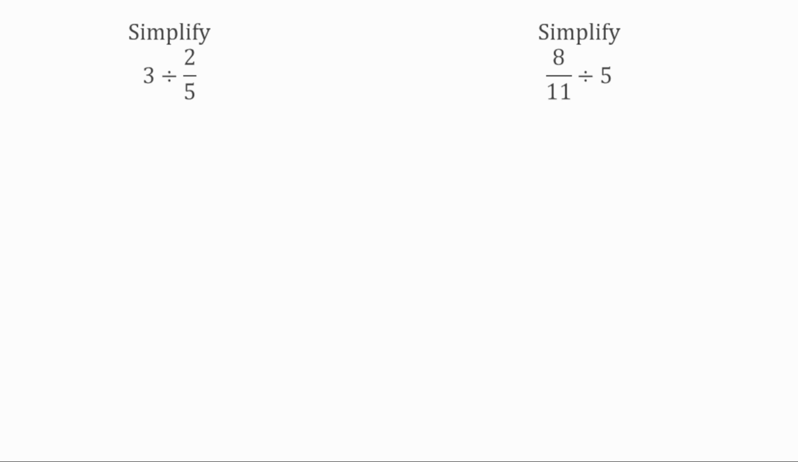Okay, for this first example, we've got 3 divided by 2 over 5. So as before, I'm going to change my whole number into a fraction by simply putting it over 1. So 3 is going to become 3 over 1, which then we're dividing by 2 over 5.